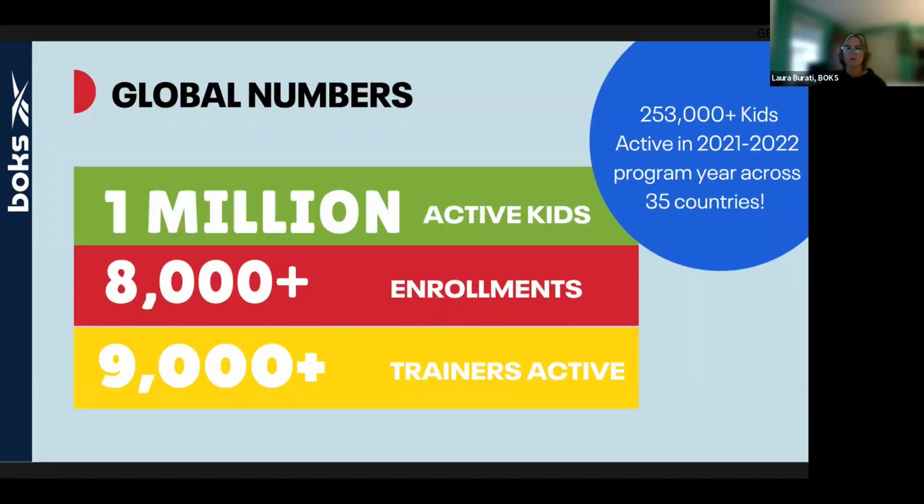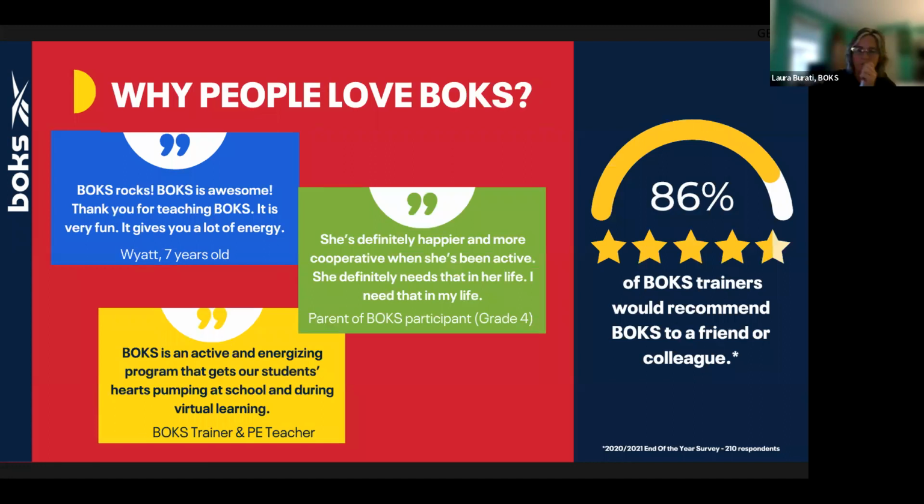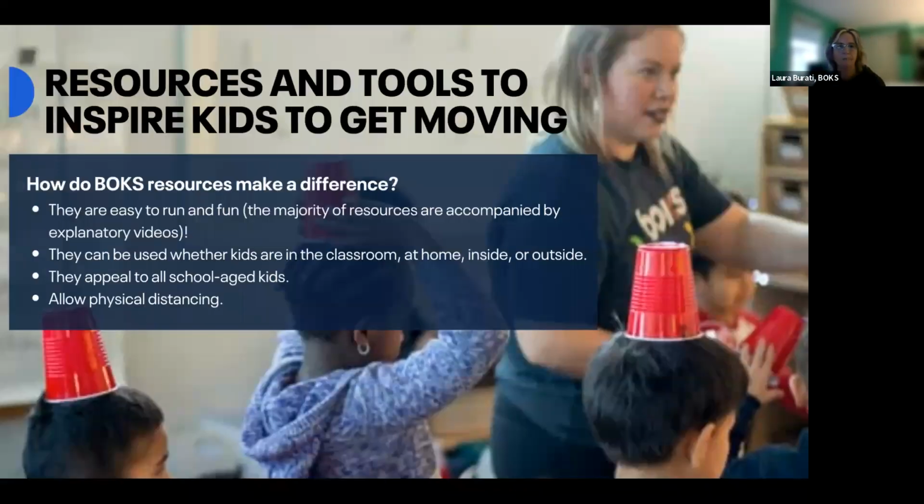So here's some numbers from over the years. We've had 1 million kids active. We hit that last year, which was a huge accomplishment for us. We are a global program. We are in 35 different countries. We've had over 8,000 enrollments or signups, and we have over 9,000 trainers active currently. So those are just some quick numbers for those of you that like the numbers. I think I'll skip over this, why people love BOKS.